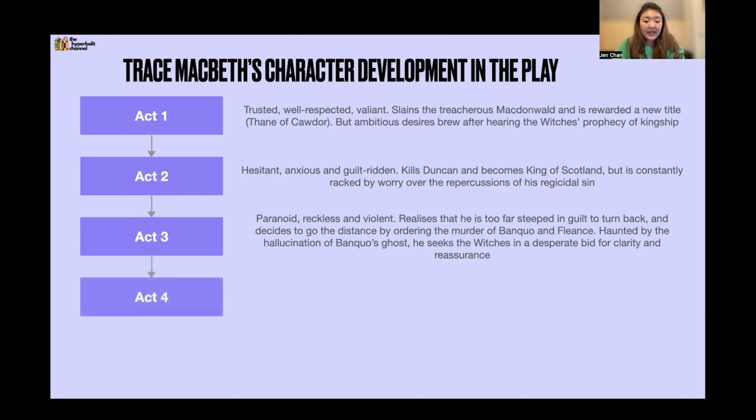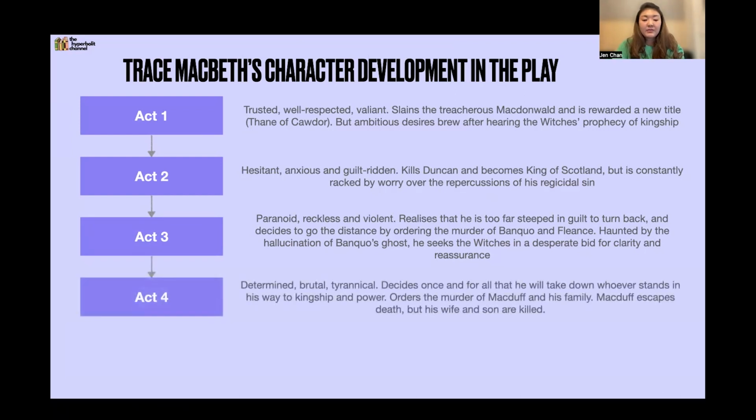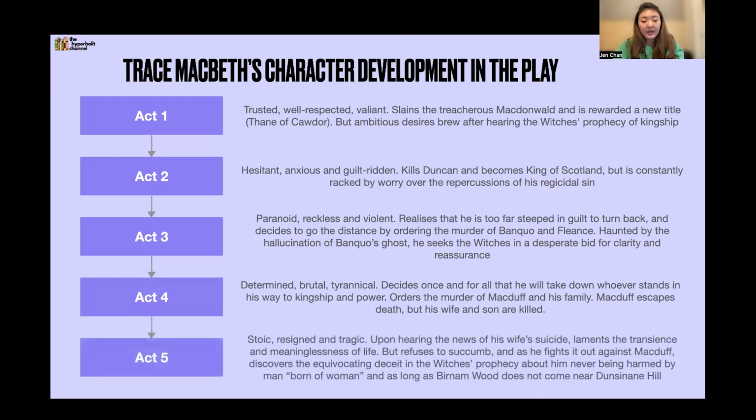And as we reach Act 4, he becomes even more brutal and tyrannical because he decides once and for all that he's going to take down whoever stands in his way to kingship and power. And so he orders another round of murder, and this time of Macduff and his family. Macduff escapes death, but his wife and son are killed. And all of this builds up to the final act when Macbeth becomes stoic, resigned, and very much this tragic figure, especially after Lady Macbeth commits suicide.